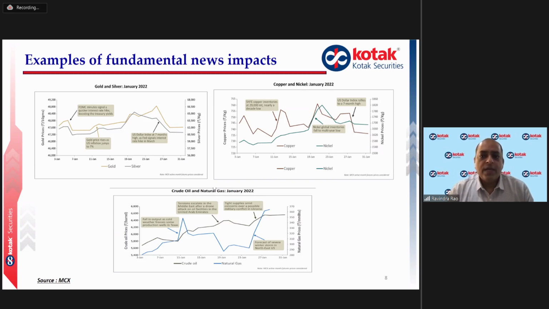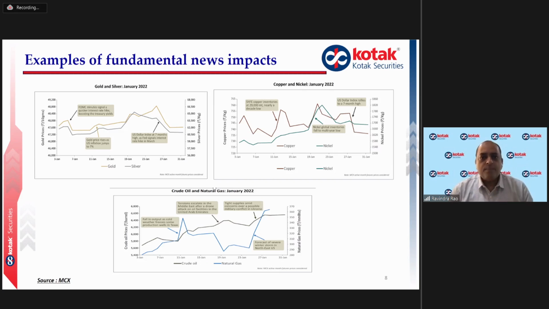And later in the month, because of the dollar index, the same impact was seen on bullion also. And if you see, the base metal prices were also going down because of one common factor, and that is the US dollar. The US dollar index rallied because of the Fed signaling aggressive rate hikes, and that impacted copper as well, and copper came down after this news.